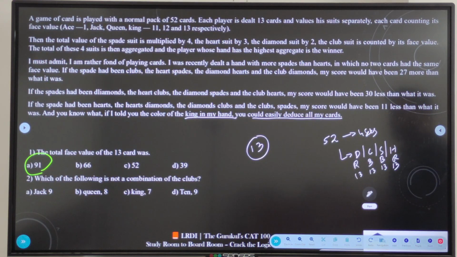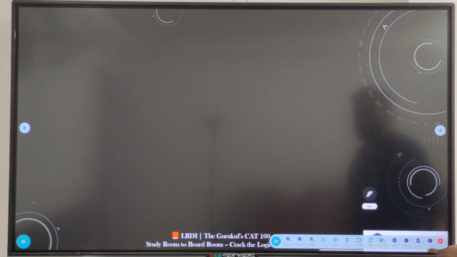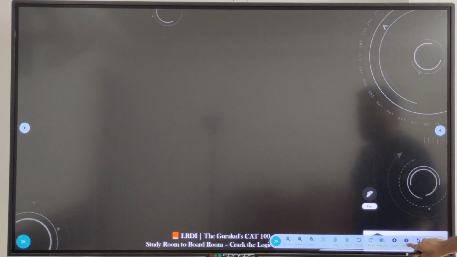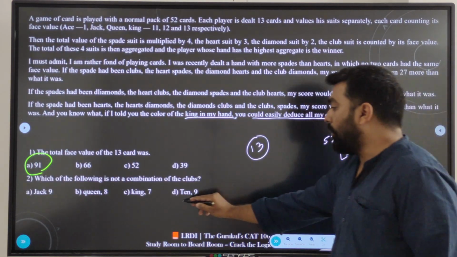Now what is the question talking about? Which of the following is not a combination of the clubs? In clubs, which of these are not there? We don't have the 10 and 9 combination in clubs. So the answer is option 4.